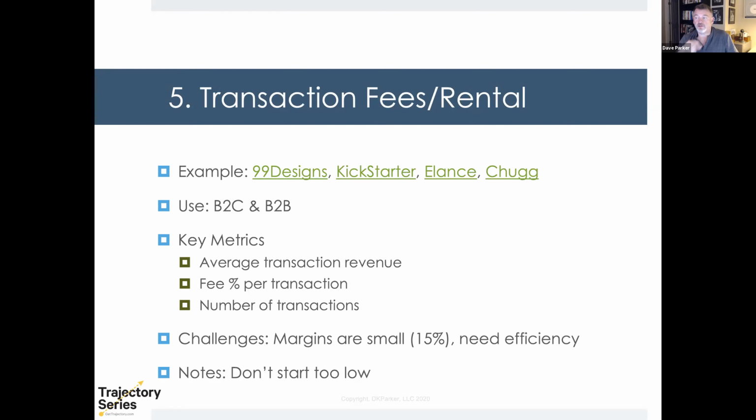Your key metrics are your average transaction revenue, the fee versus the margin on the transaction, because you're getting either a fixed fee or a basis points fee, and the number of transactions you do per month. So that's the transaction fee business.